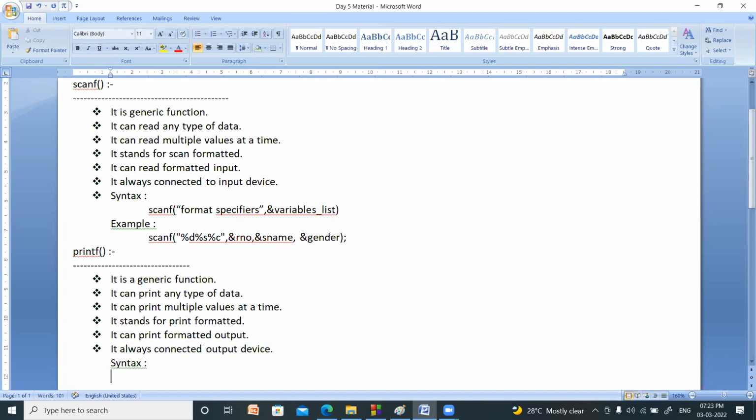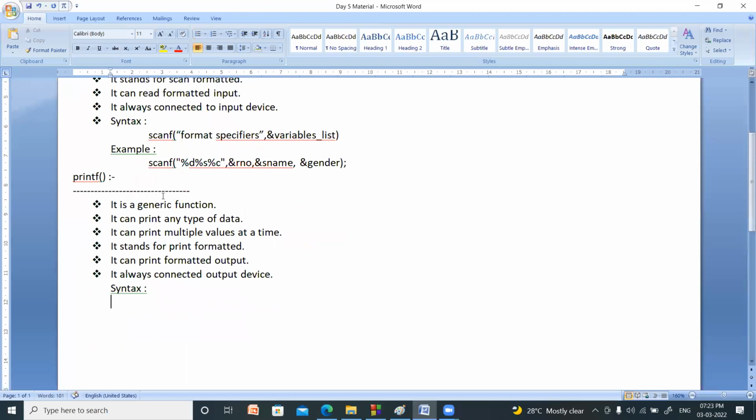Now, what is the syntax of printf? It is the same as scanf. The only difference is it doesn't have the ampersand symbol. First, you have to write format specifiers. Then you should not use ampersand. Remember that. Directly you can write the list of variables. Now I am giving an example. I want to print roll number, student name and gender. Then how to use that?